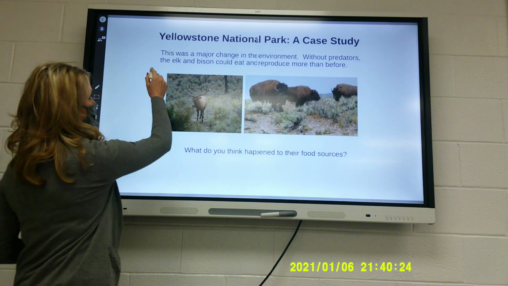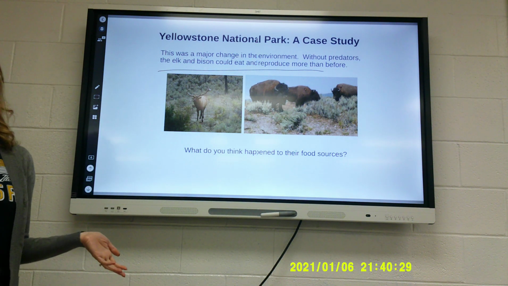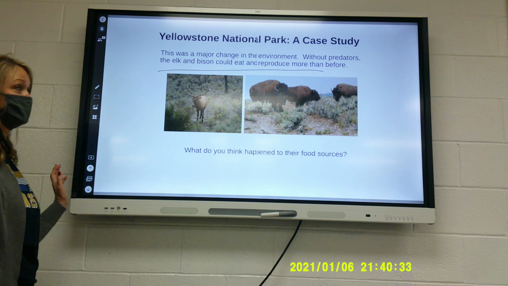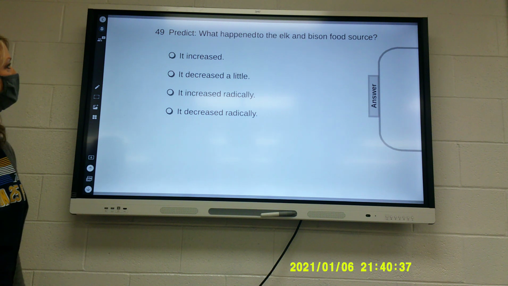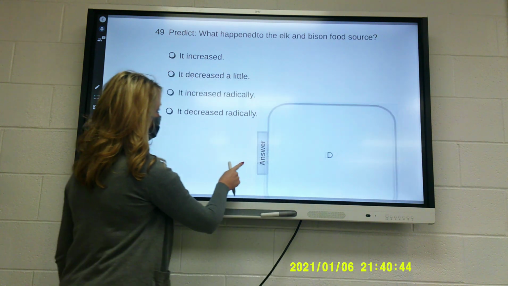Without predators, elk and bison could eat and reproduce more than before. Does that sound bad? Why is it bad? Because they eat all of the grass. So they're going to run out of food real fast. It's going to turn into a desert. What do you think happened to the elk and bison food? Well, we already said it decreased radically.